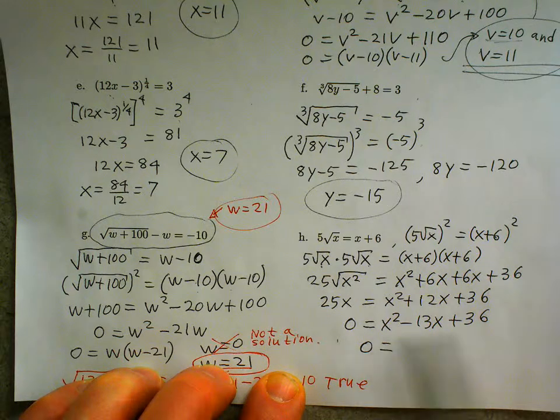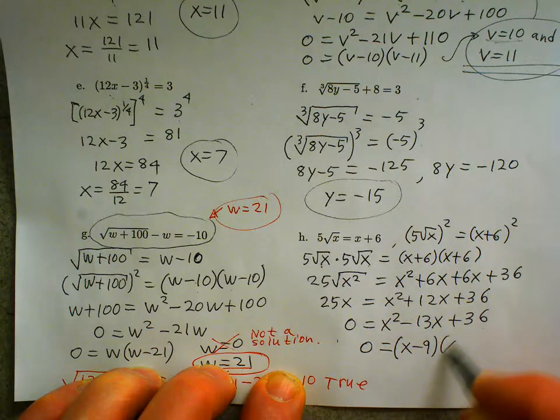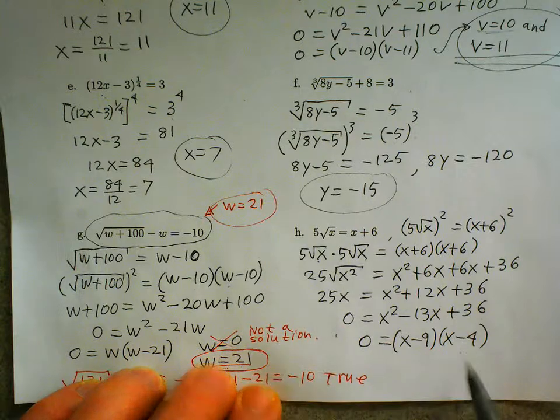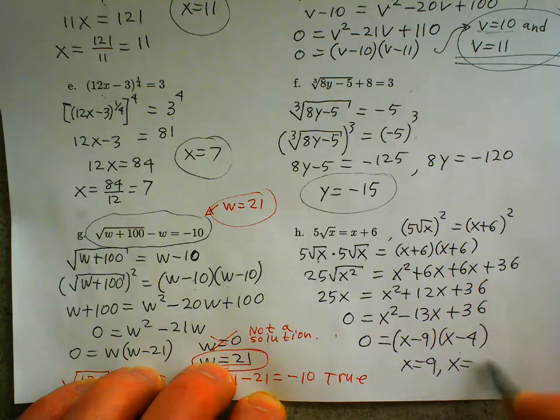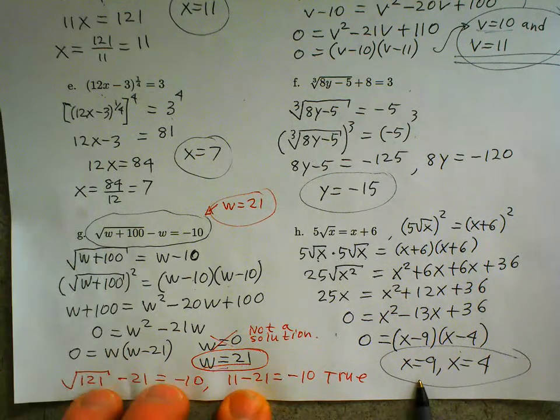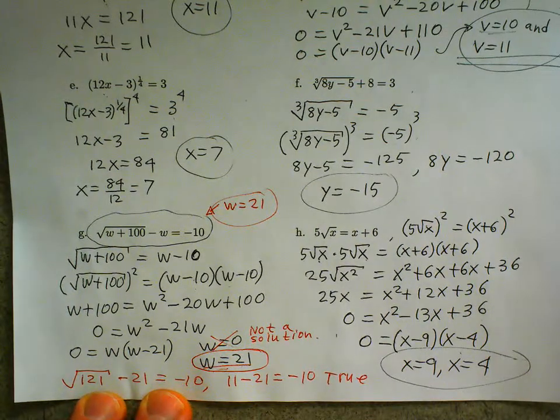And the right-hand side factors pretty nicely. x minus 9 and x minus 4. So this equation has 2 solutions, x equals 9 and x equals 4. As we saw yesterday, when we test both 9 and 4 in the original equation, we get true equations.